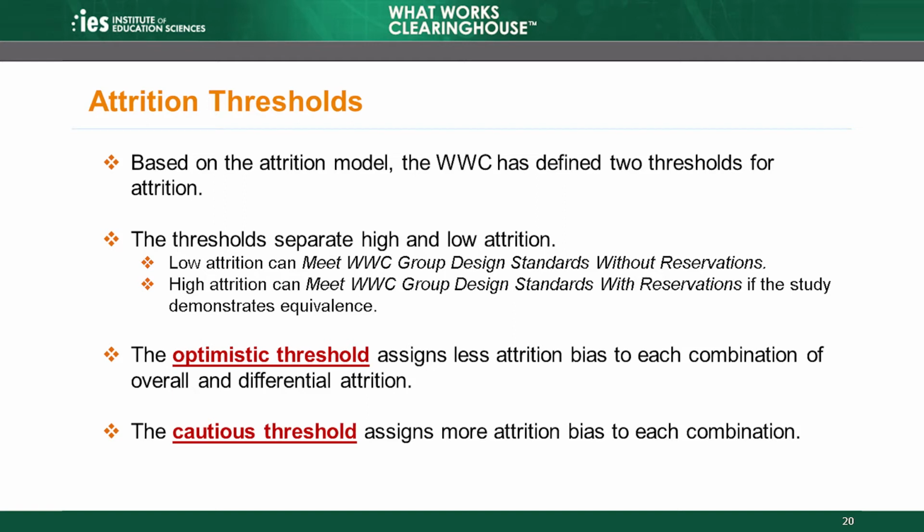As mentioned before, the attrition model identifies the expected bias for each combination. The WWC uses this model to define two thresholds for attrition, an optimistic threshold and a cautious threshold. This is important because RCTs with low attrition can meet WWC group design standards without reservations, but RCTs with high attrition can only meet WWC group design standards with reservations, and to do so, they must demonstrate that the intervention and comparison groups were similar at the beginning of the study.